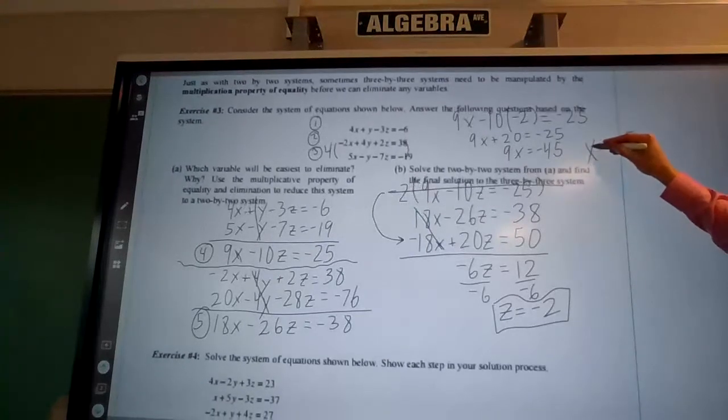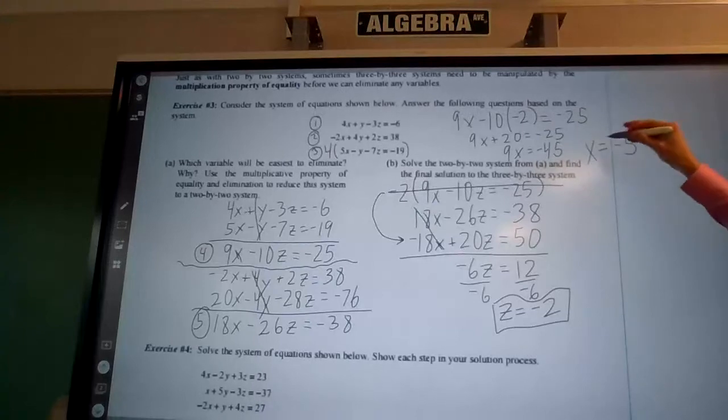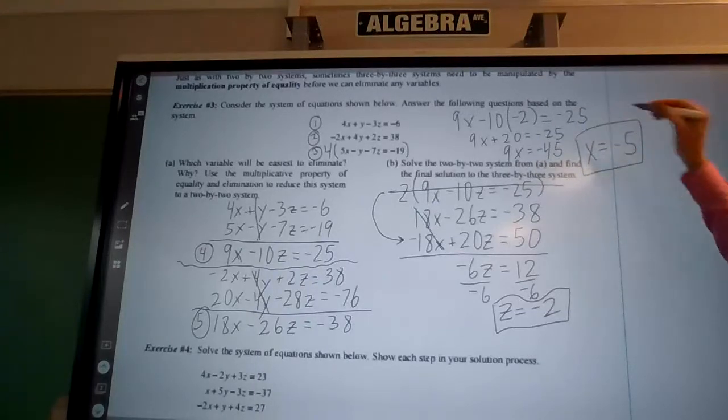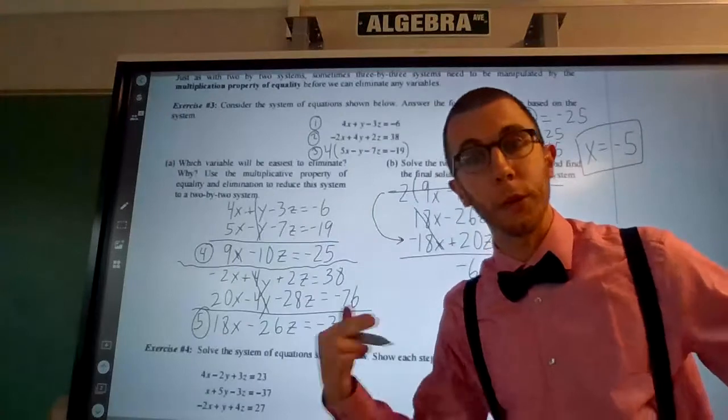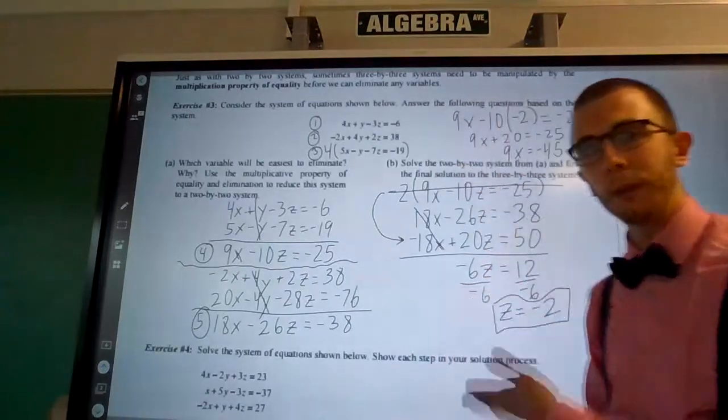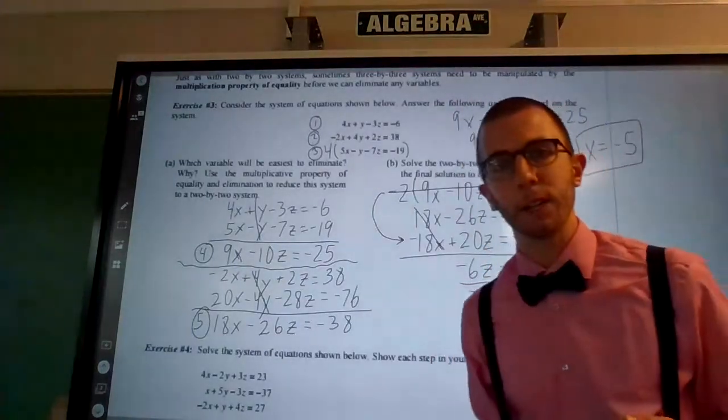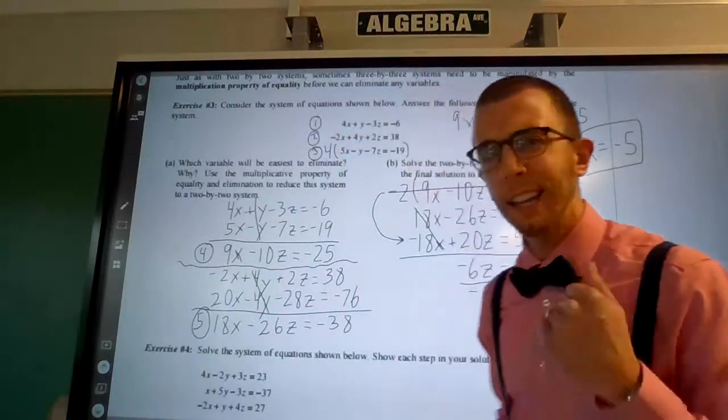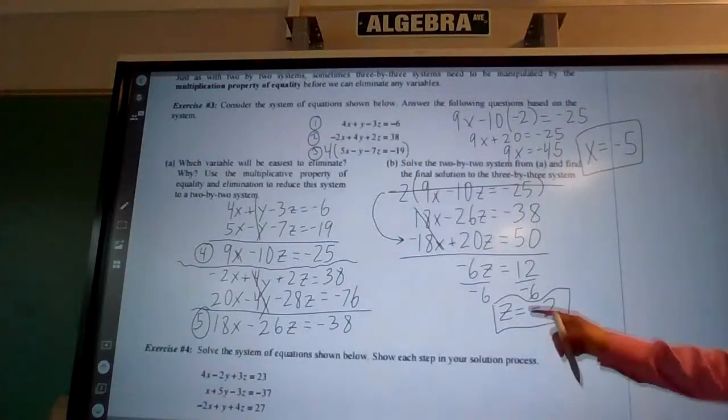Whoa. X equals negative 5. And bada bing, bada boom, we're 2/3 of the way to our solution. We've got our z and we've got our x. We just need that y. Let's get that y. Let's go.